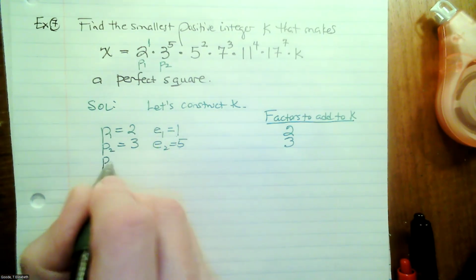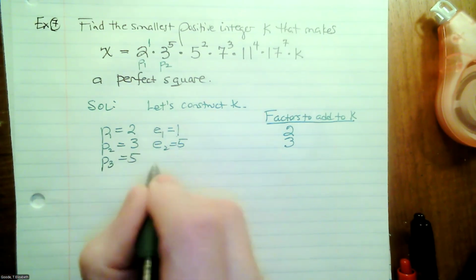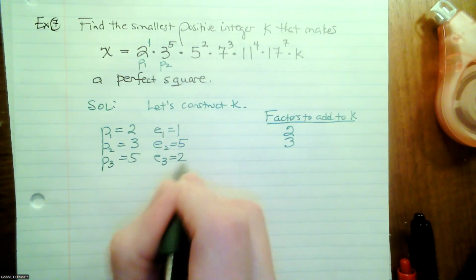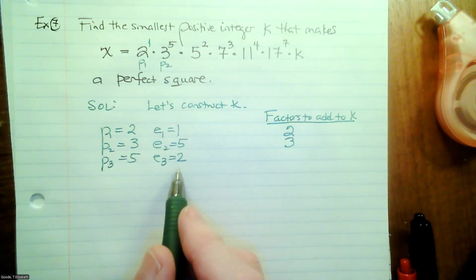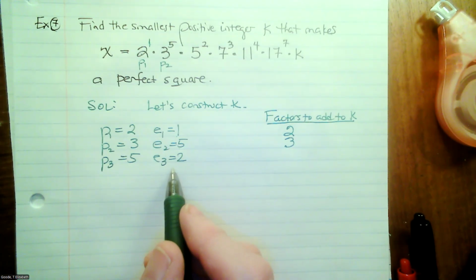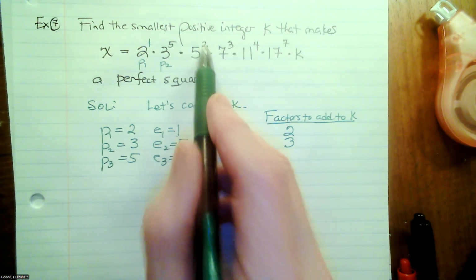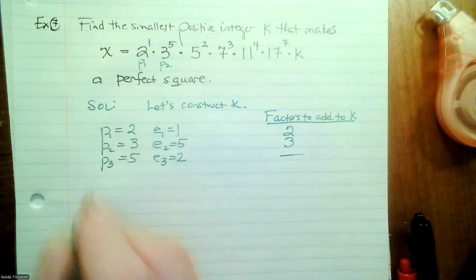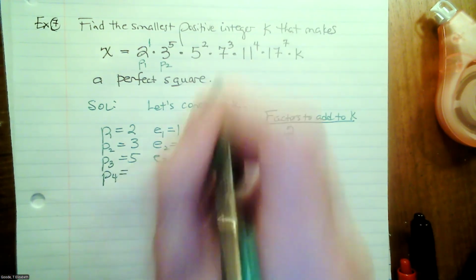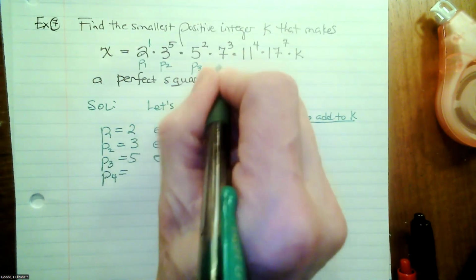What about P3? P3 is 5, and E3 is 2. Do we need to do anything with the 5? Nope, looks good. It's good. See, it's already even. All right, we're done with P3. P4 is 7.